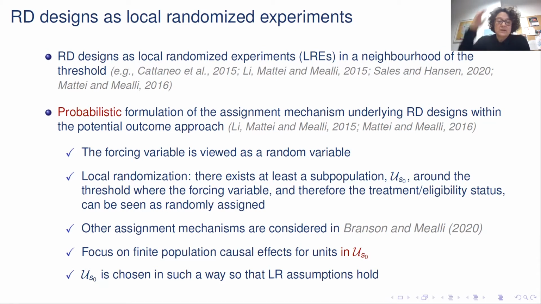In this work, and also in other papers that we wrote before, we instead introduced a slightly different approach that is, in our view, a lot closer to the initial idea of Thistlethwaite and Campbell, this intuition that units around the cutoff point, not just at the cutoff point, but in a neighborhood of the threshold, are almost as good as randomized. So in a paper in 2015, we formalized a set of sufficient assumptions that allow to interpret RDDs as local randomized experiments.